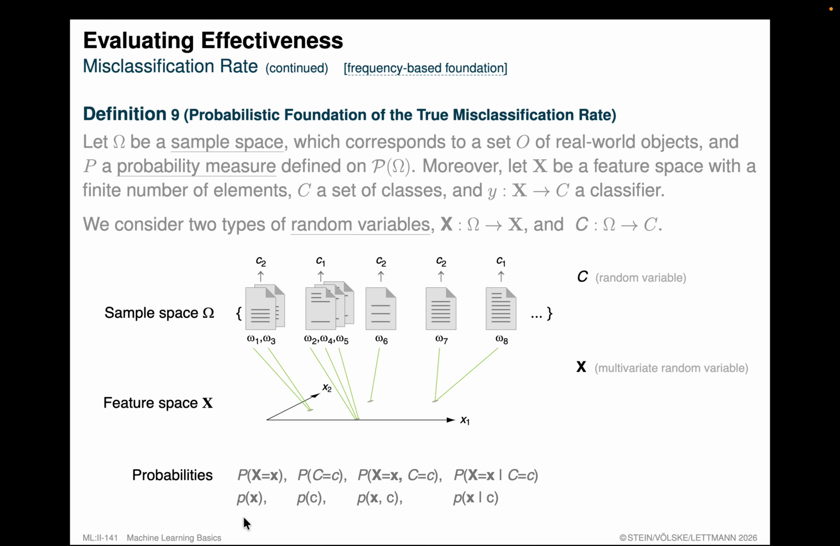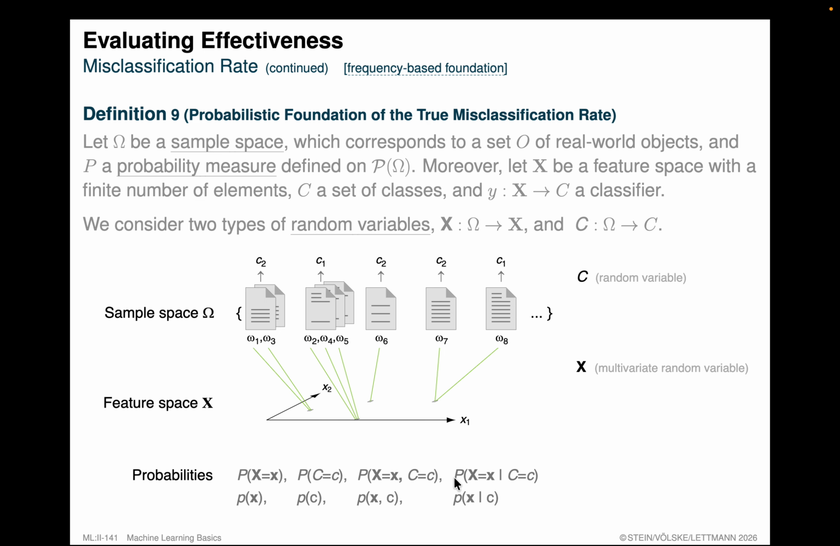Or we can look at the event that we observe a certain class. We can ask, what is the probability of observing C2? And we see we observe it a couple of times compared to C1. We can compute that. We can compute the probability of observing X. So this X, for example, 2 out of 8. And we can compute the probability of joint events as well.